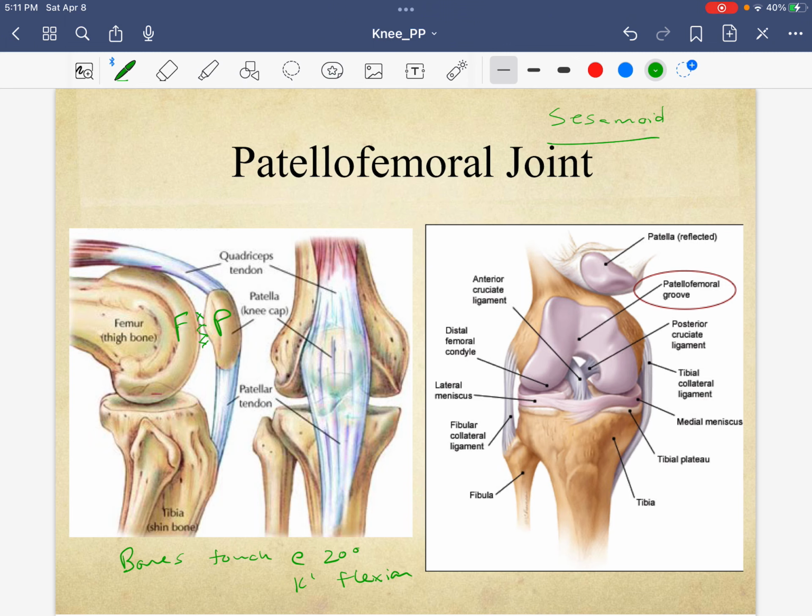The articulating surfaces, I'm just going to say that the underside, let me switch to blue. The underside of the patella is kind of contoured. Can you see that? So the articulating surfaces are the underside of the patella and this groove in the femur.